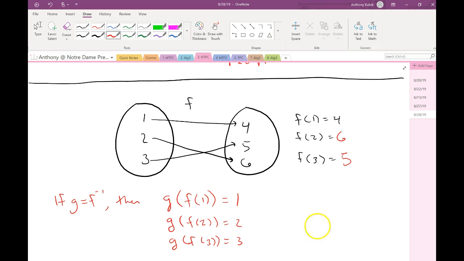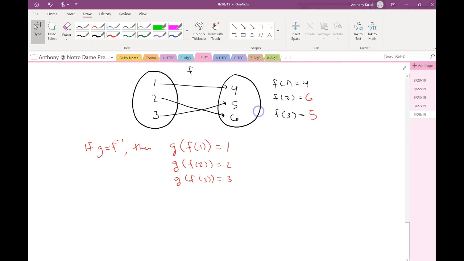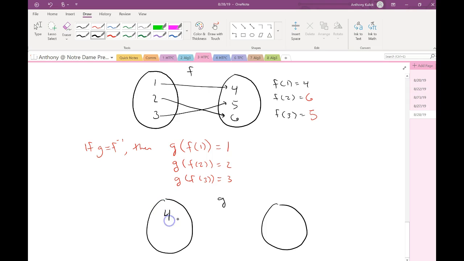Okay. So if I were to draw that picture, this is going to be my G. F of 1 is 4. F of 2 is 6. And f of 3 is 5. So 4 needs to go to 1. 6 needs to go to 2. 5 needs to go to 3.